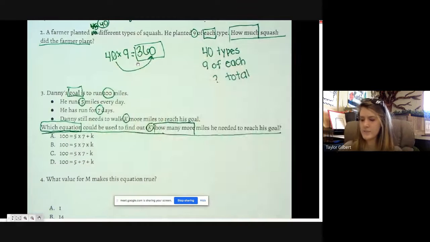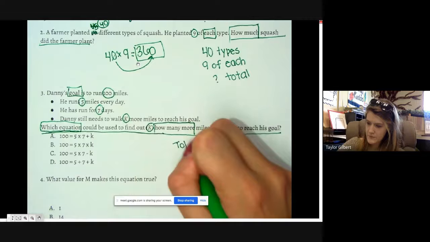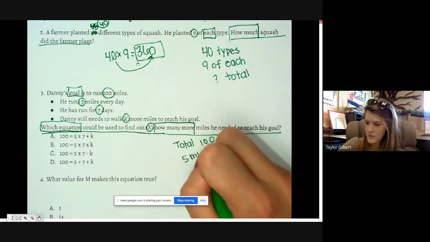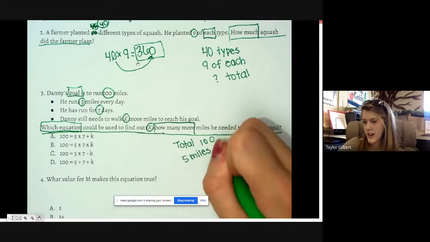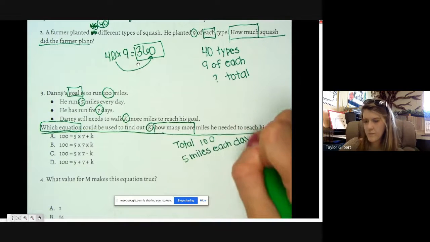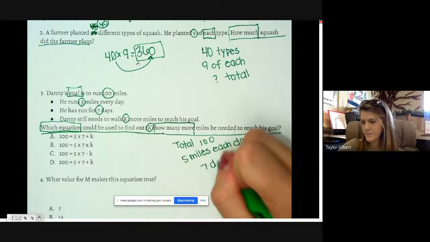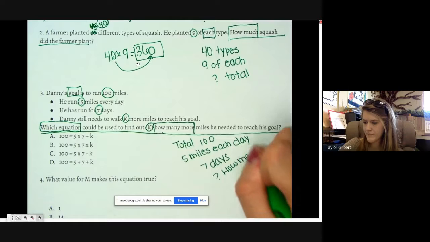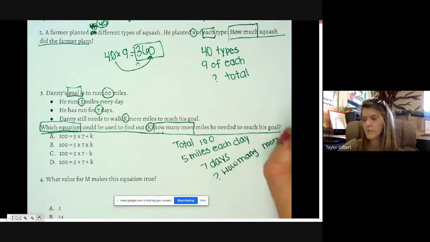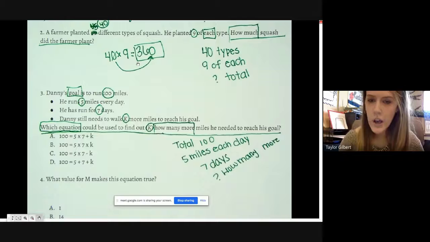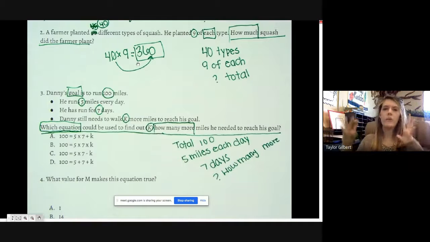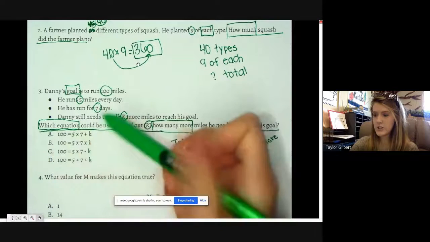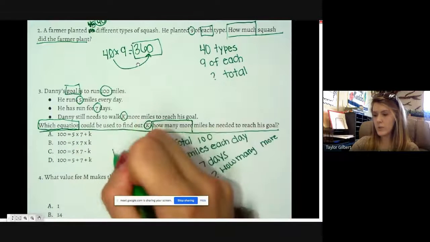Okay, let's make a list. Total 100. 5 miles each day. 7 days. Question mark, how many more? Okay, so the total is 100. So we know whatever we're going to do equals 100. All of these equations have it equal to 100.